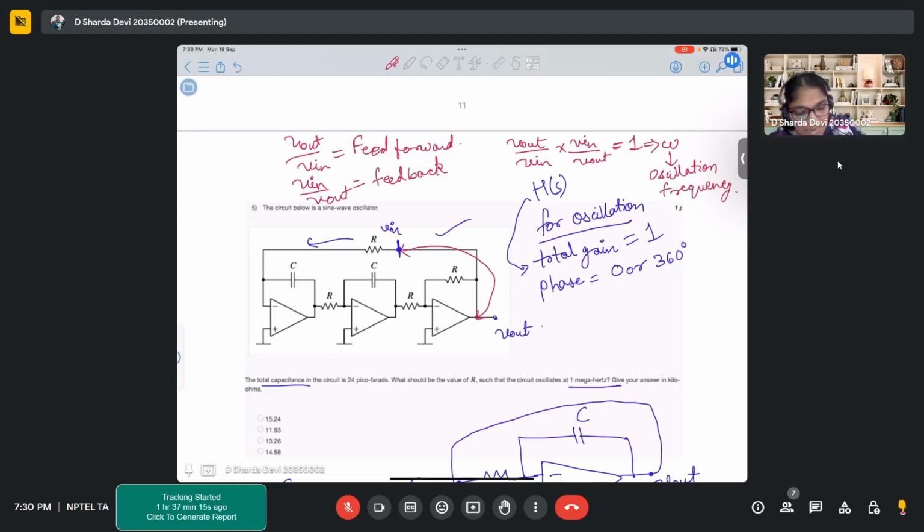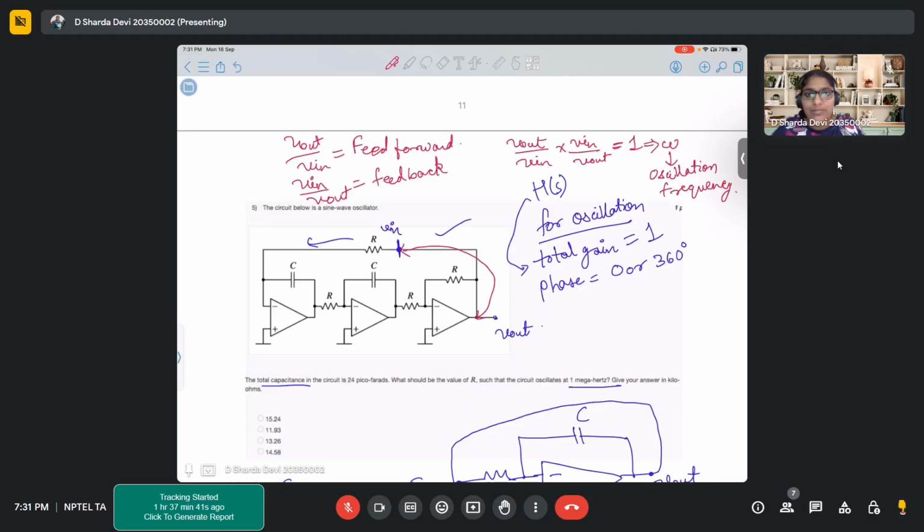And similarly, the combined phase of the feed forward and feedback path. You'll add both the phases and you should get 0 or 360 degrees. So whichever frequency will give you 0 degrees or 360 degrees phase, or any multiple of 360, that particular frequency will be your oscillating frequency. Clear?